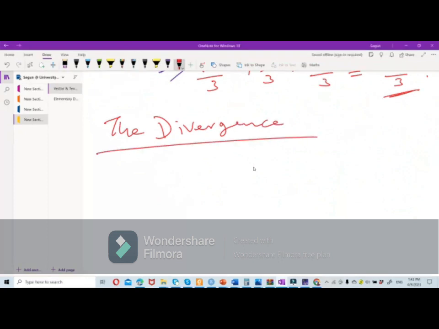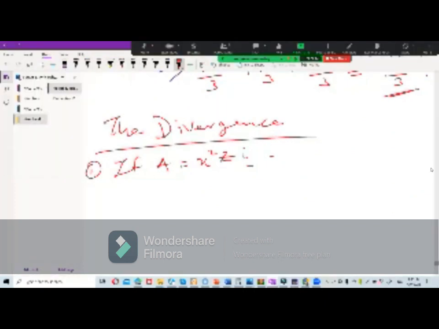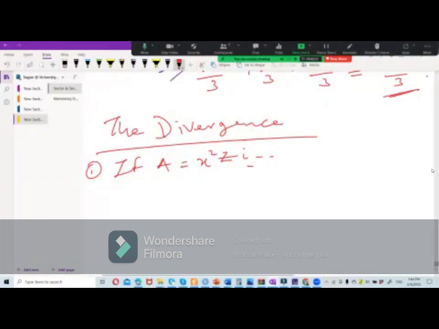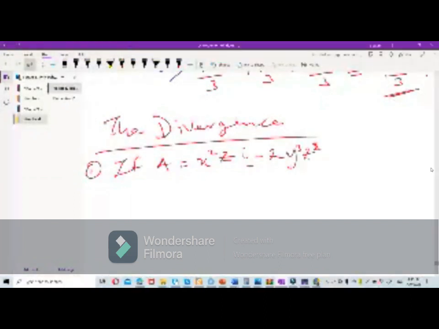So number one example is if A is equal to x squared z i minus 2y cubed z squared j plus xy squared z k. Then I said find del dot A.